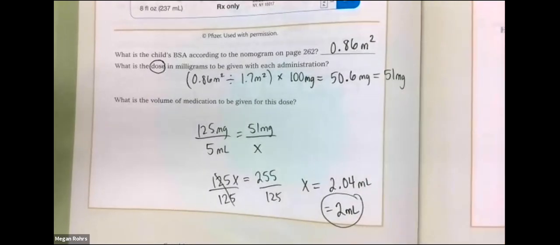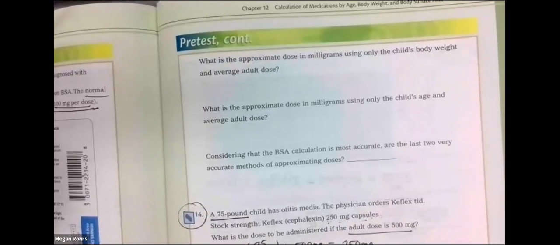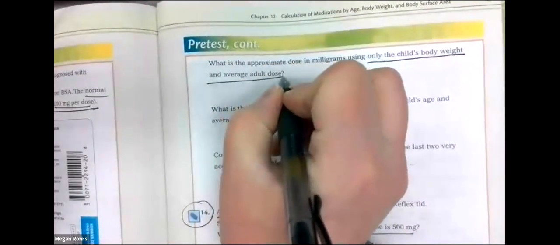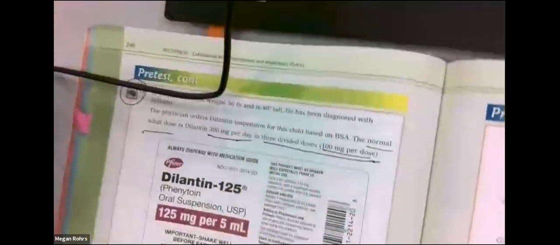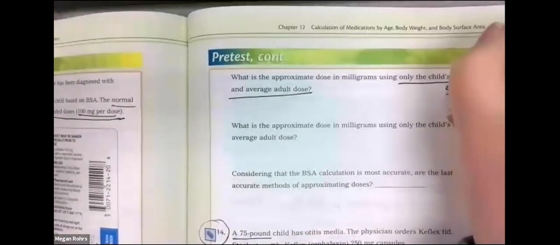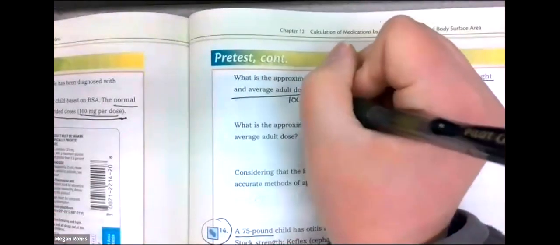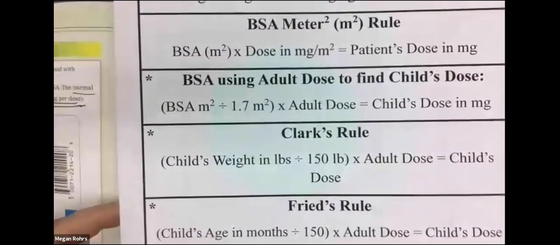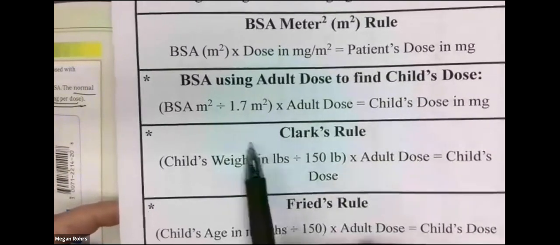Okay, so now it says, what is the approximate dose in milligrams using only the child's body weight and average adult dose? So if all we knew was their weight, which we said was 56 pounds, and the average adult dose, we said that was 100 milligram. Well, take a look at your list of rules. If you only know their weight and the adult dose, we would want to use Clark's rule.